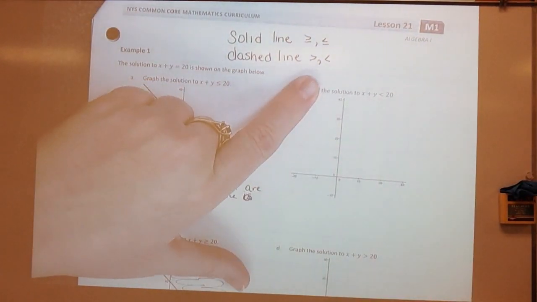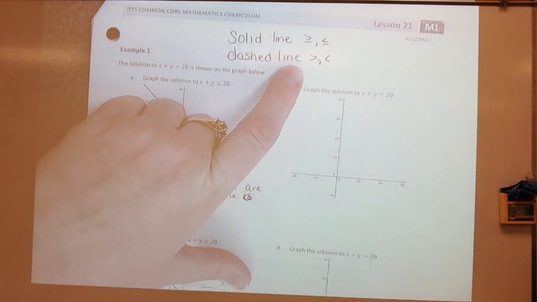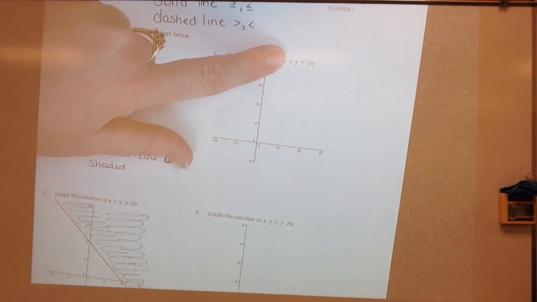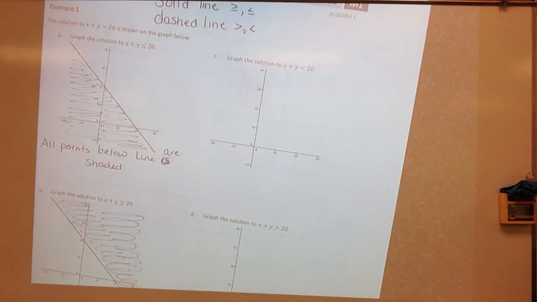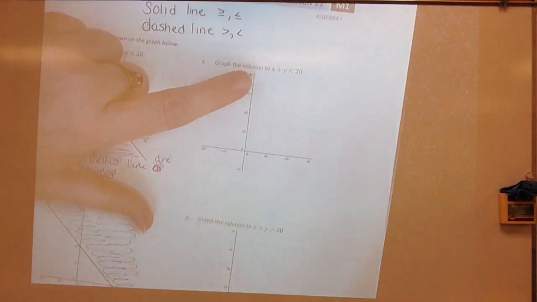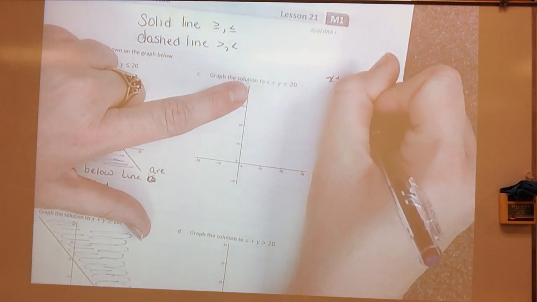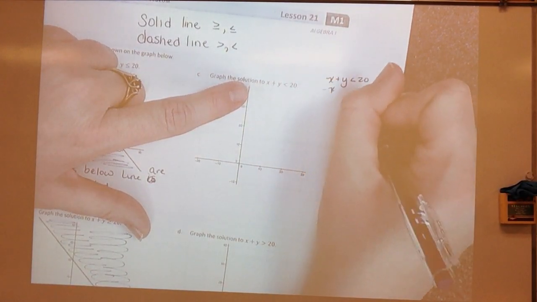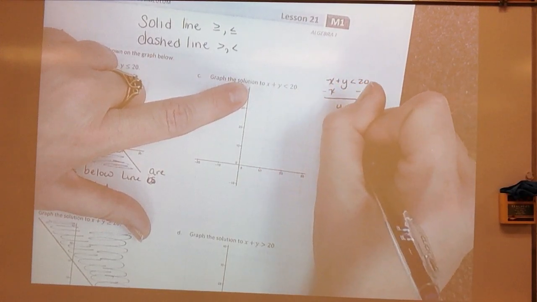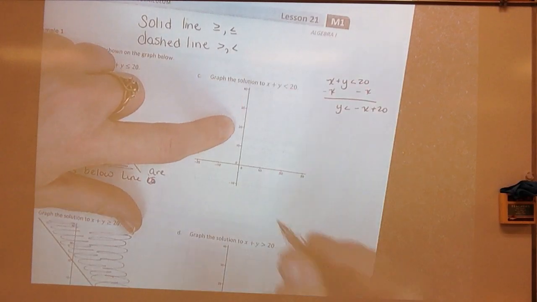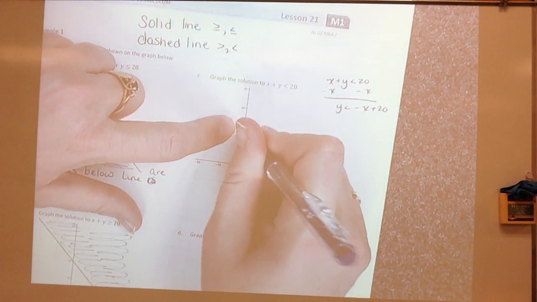If it is just greater than or less than, we would use a dashed line. So graph a solution to x plus y is less than 20. I need to figure out what that line is going to look like. I'm going to solve this for y, so I get y is less than negative x plus 20. That tells me it's going to cross the y-axis at 20.